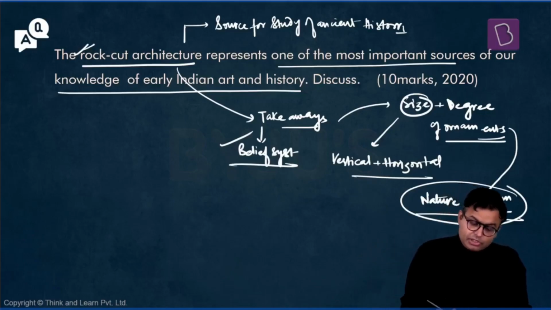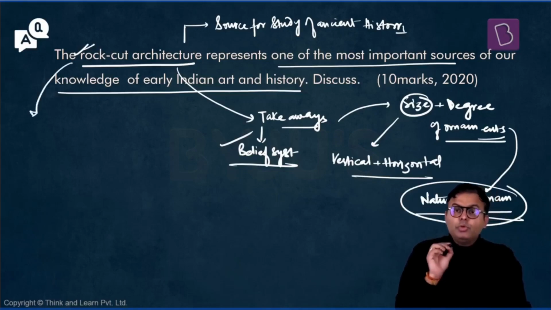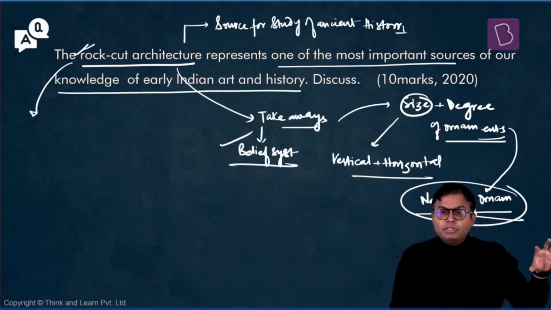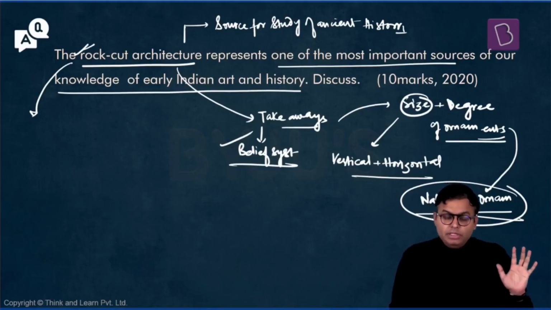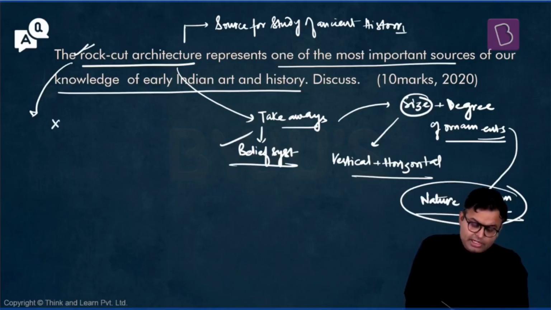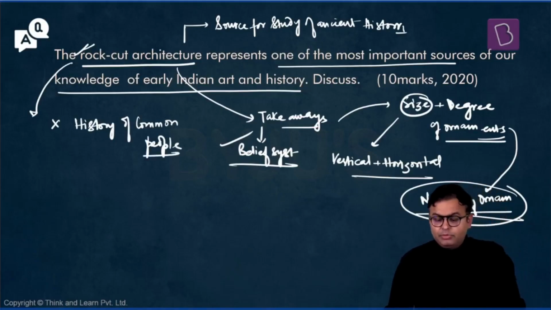Again, there is a limitation. In this question, you have to say that rock-cut architecture only tells us about the powerful class, the patrons, and also the Brahmins. It does not help us to understand the history of common people. It does not help us to understand that. That is the limitation, I would say.